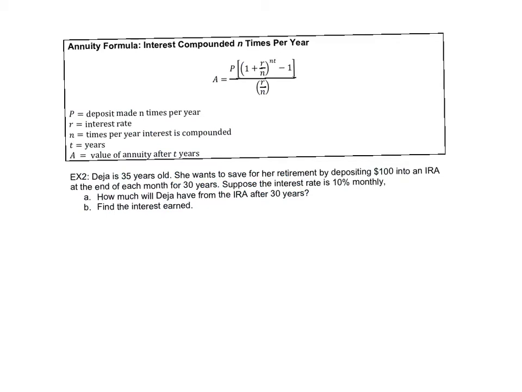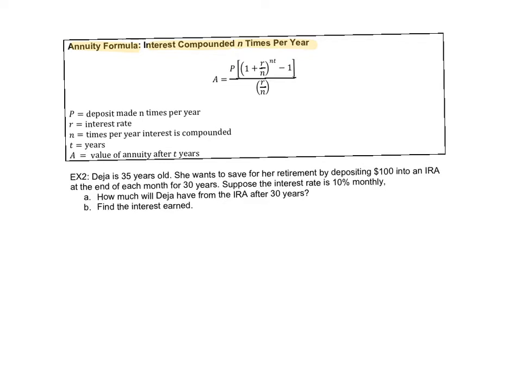Oftentimes, annuities are not compounded yearly. Maybe they're compounded monthly or twice a year or quarterly, which is 4 times a year, and so on. Which brings us to this general annuity formula. So this would be if the interest is compounded n times per year. So n is the amount of times that the interest is computed per year.